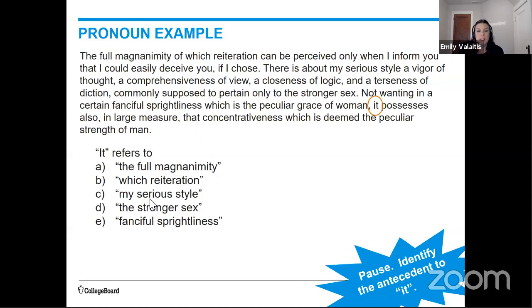In this case, you'll see that the sentence says, not wanting in a certain fanciful sprightliness, which is the peculiar grace of woman, it possesses, also in large measure, that concentrativeness which is deemed the peculiar strength of man. So you might ask yourself, especially in terms of the it, what possesses a concentrativeness which is deemed the peculiar strength of man? So you might ask yourself that as you're reading. Pause the feed and look at those 5 options and figure out which of those best captures the antecedent here.